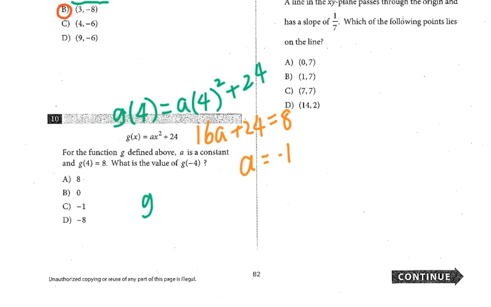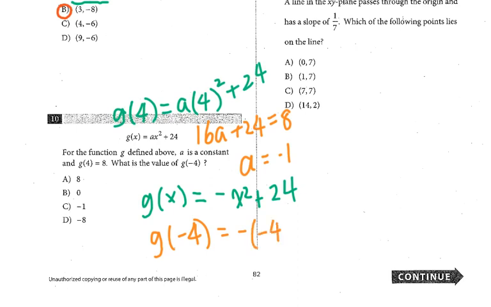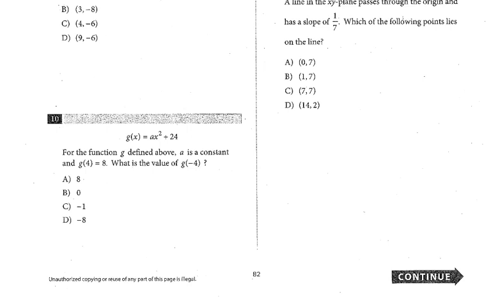So you will get g of x equals -x squared plus 24. Therefore, if you plug in -4, then you will get -4 squared plus 24, which equals 8. The 8 will be your answer. But we have a better way to do this.